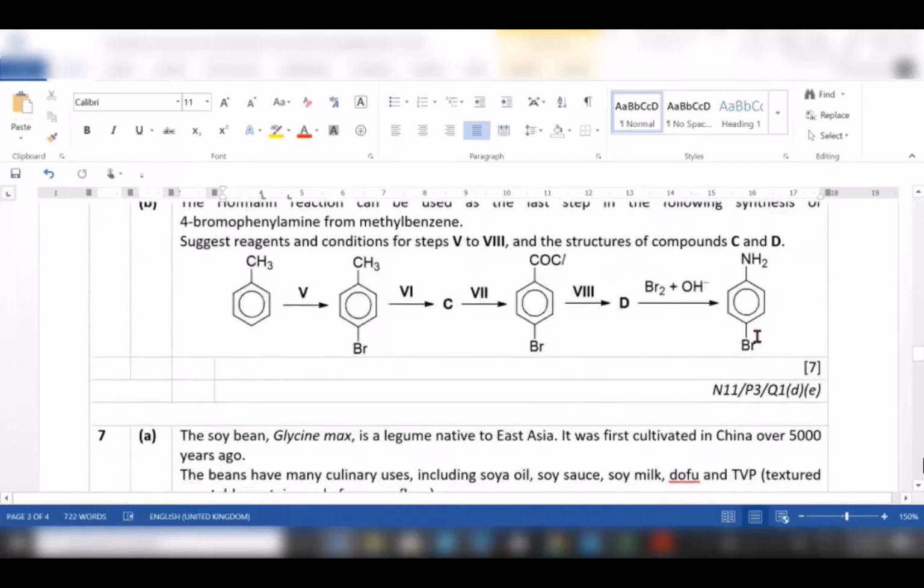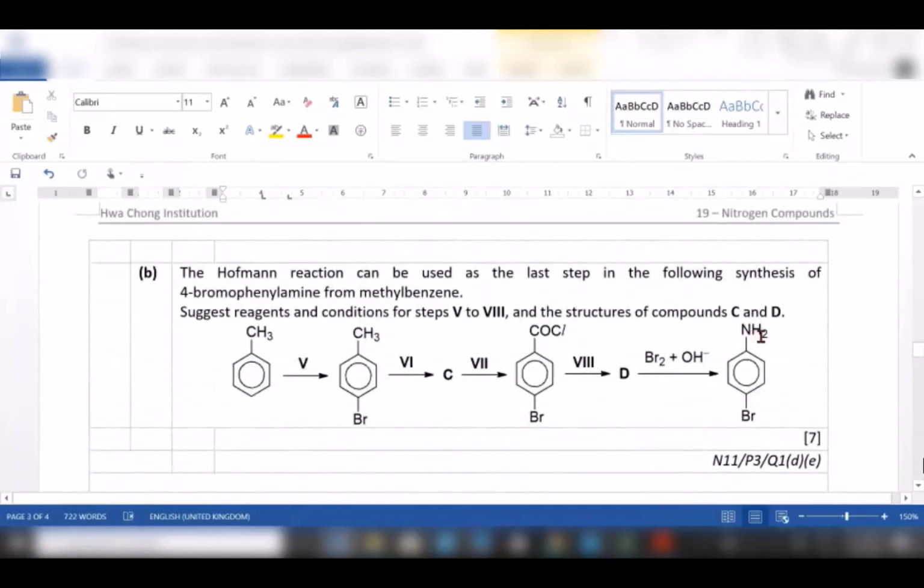Okay, I don't need to spend too much time on 4. Again, as I said, 4 is something that you guys are pretty good at as well. It's one where you fill in reagents and conditions. So they said the Hofmann reaction is used in the last step. Then suggest reagents for 5, 6, 7, 8, and then structures C and D.